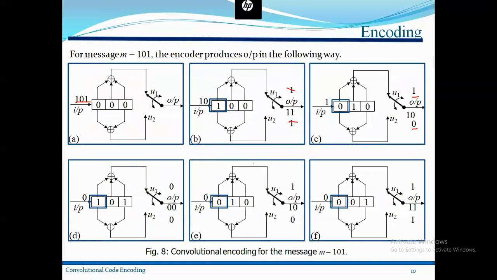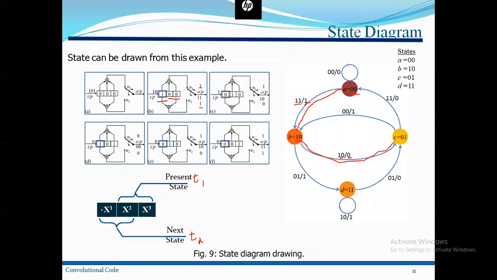Similarly, we have the next step. Next step here is that we will remove 1. Now the complete message moves into the register. It is 101, and we will get the output 00. So we have the state 01 and we move to the state 10, with 1 input bit and 00 at the output.